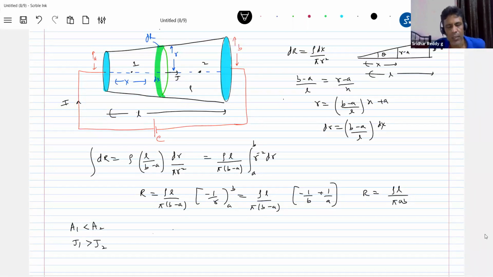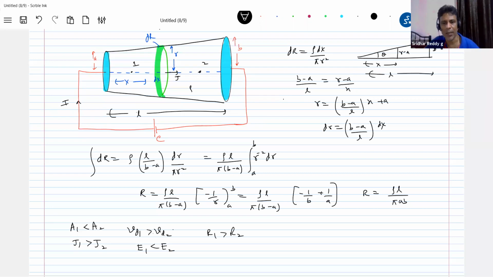What about the drift speed? Current density is directly proportional to drift speed, no? So the drift speed at 1 will be greater than that at 2. What about the electric field? J equal to E by rho. So E1 should be less than E2. What about the resistance of elements? Resistance is rho L by A, where the area is less, there is more resistance. So R1 greater than R2.